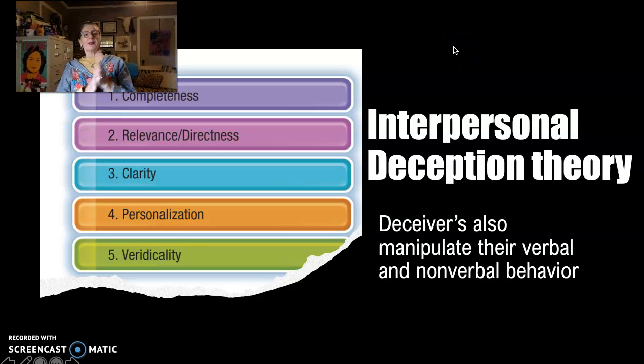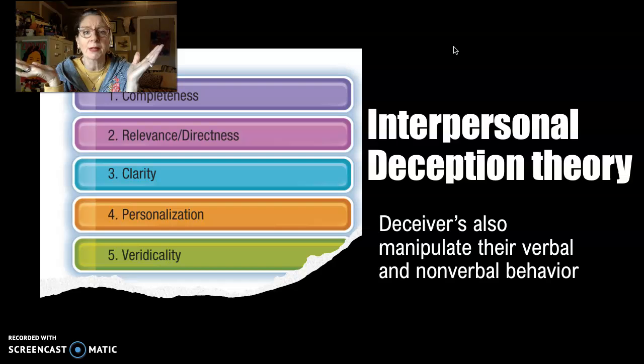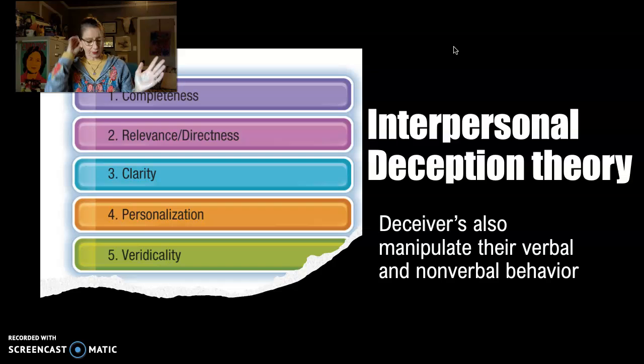So deceivers also manipulate their verbal and nonverbal behavior, and they do this through messaging. This is also the basis of this theory. This theory says deceivers have a way of manipulating their verbal and nonverbal behavior. What do I mean by that? How do they do that with messages? Completeness. They're not fully complete in their message. They leave out important details.